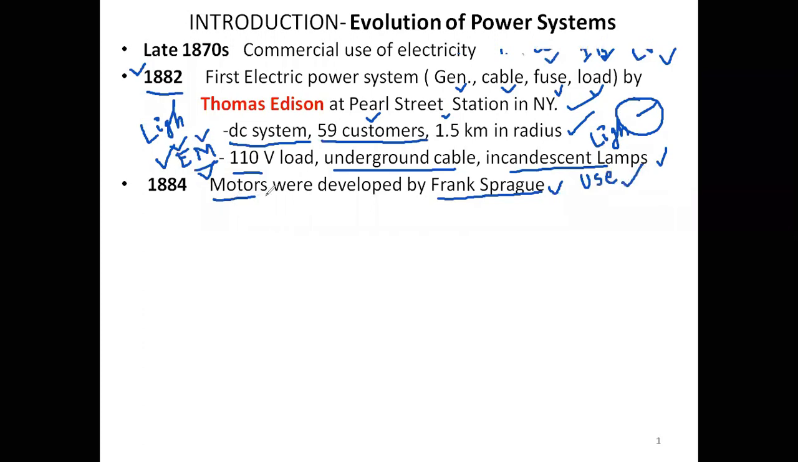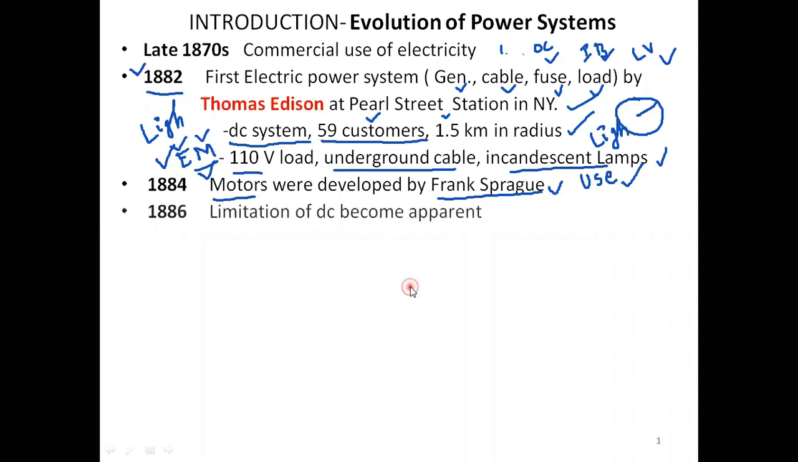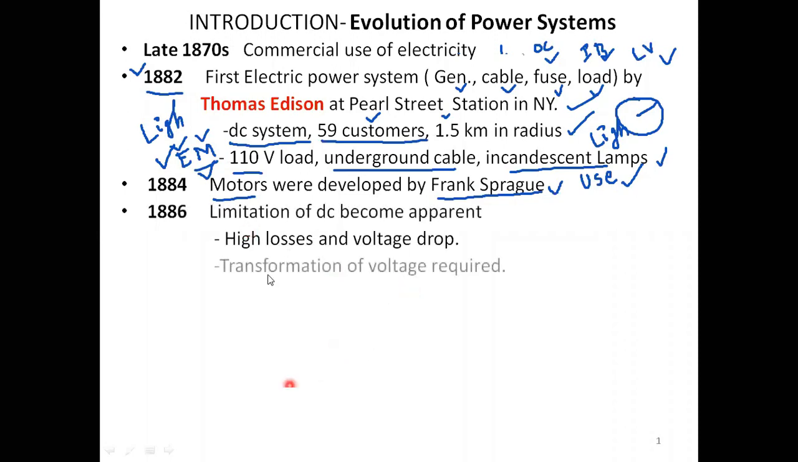After the invention of motors, the usage of electricity increased, and because of this certain problems occurred. These are the limitations of DC. When the motors were developed, the usage of electricity increased, and the limitations of DC became very visible and apparent in two aspects: high losses and voltage drops.